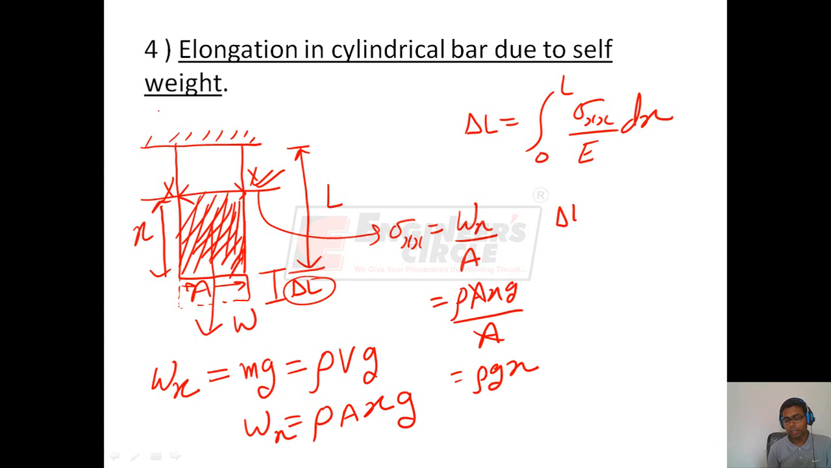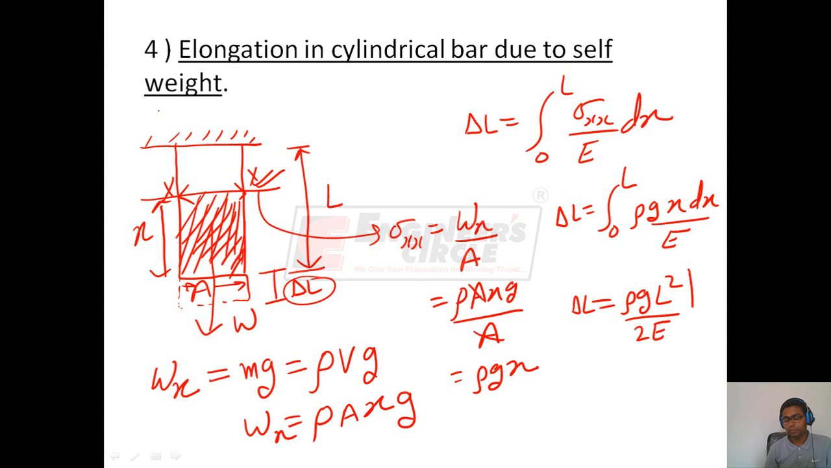Putting it here, we get the elongation as integral 0 to L rho g x dx by E. Assuming E to be constant, we get the elongation as rho g L square by 2E.